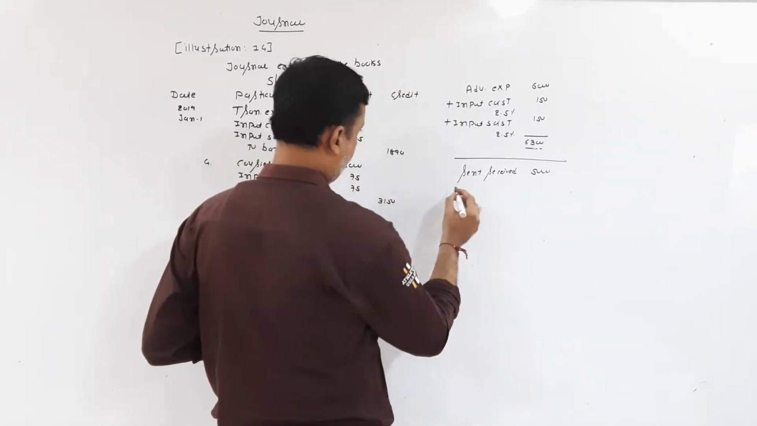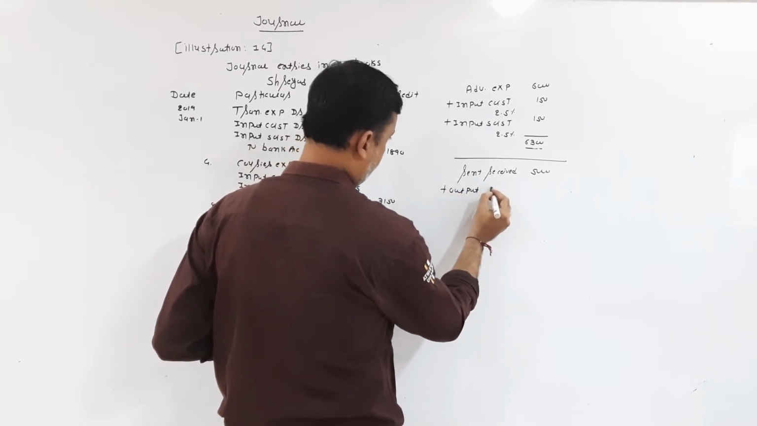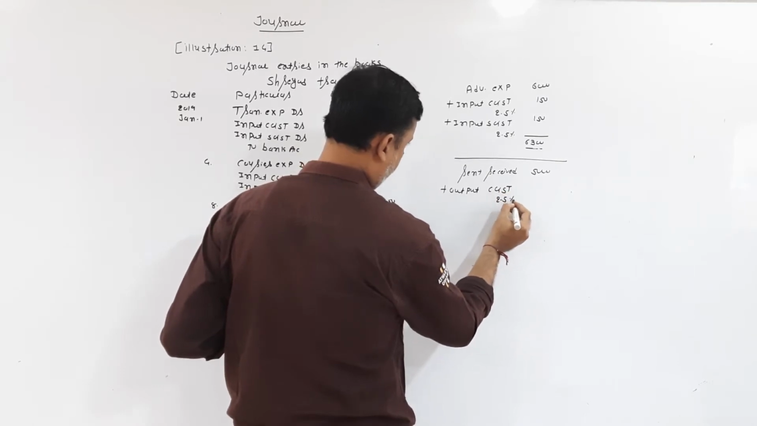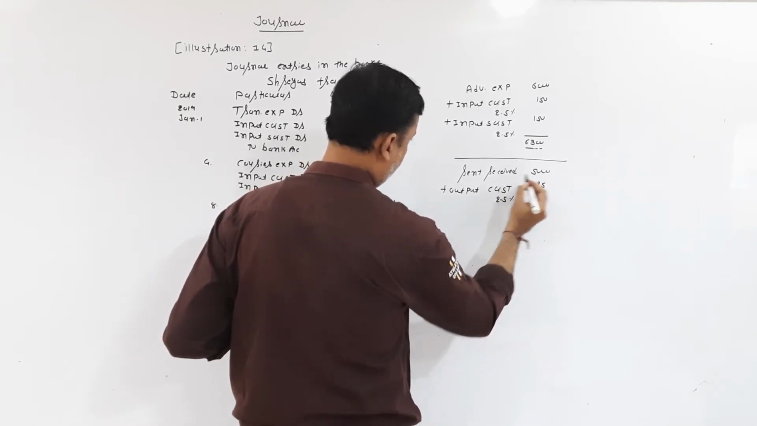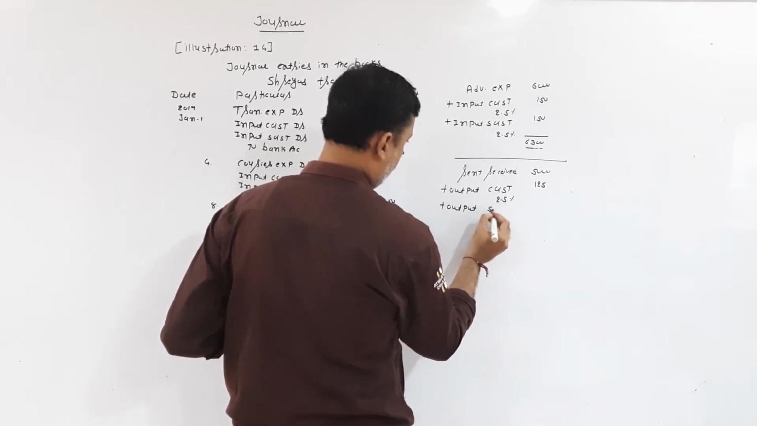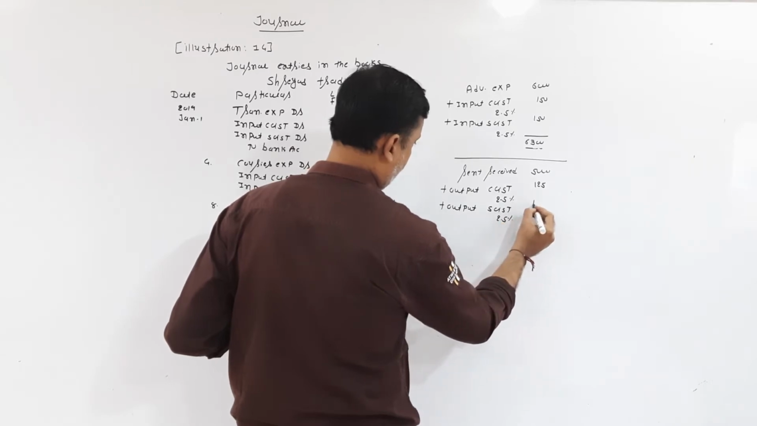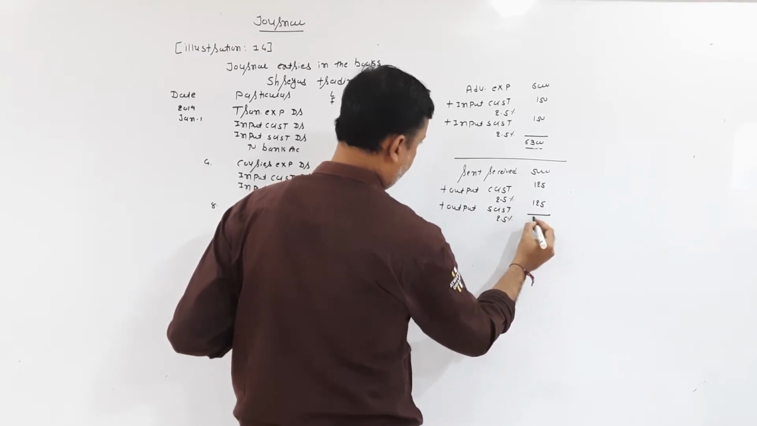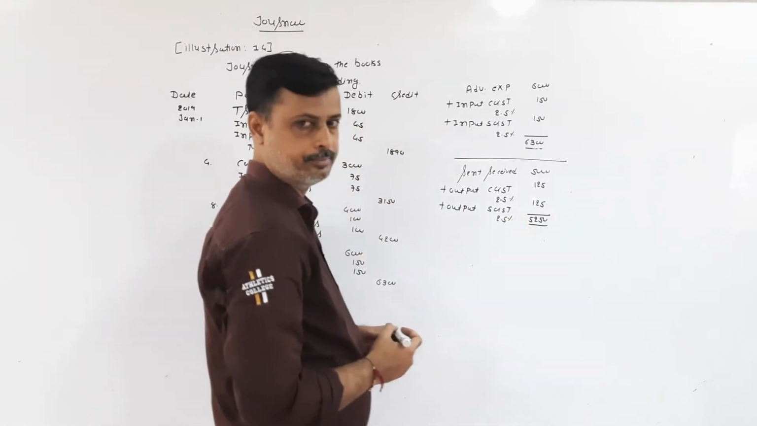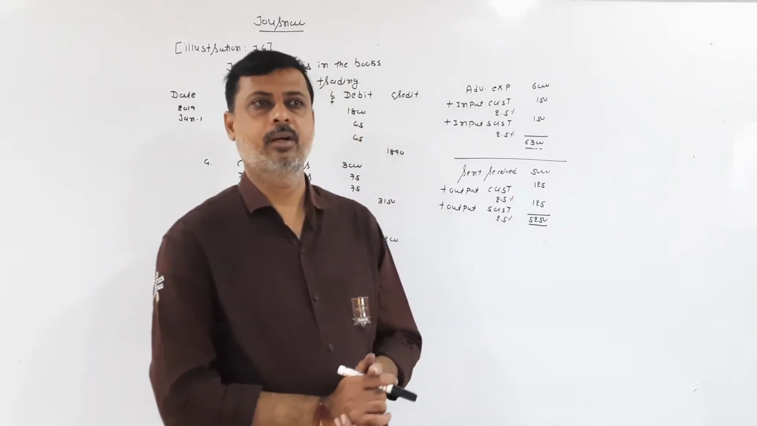So plus output CGST 2.5%, 125, plus output SGST 2.5%, 125. So 5,250. So here we received rent.